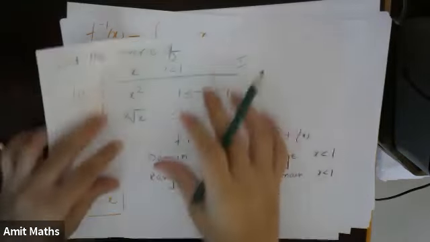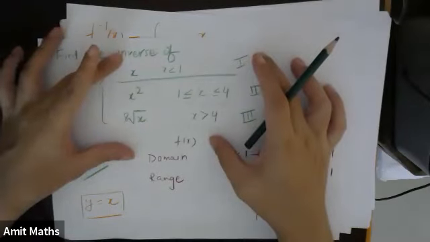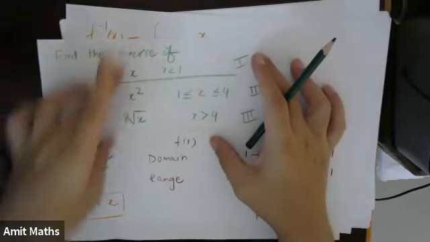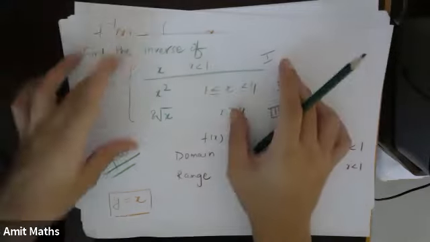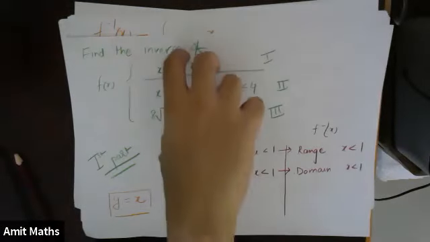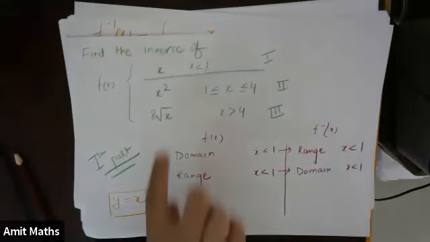Okay. So first, we'll try to draw this function on the graph. I'll give you 2 minutes. Try to draw these three parts on the graph. I'll give you a few minutes. Try to draw this part on the graph.